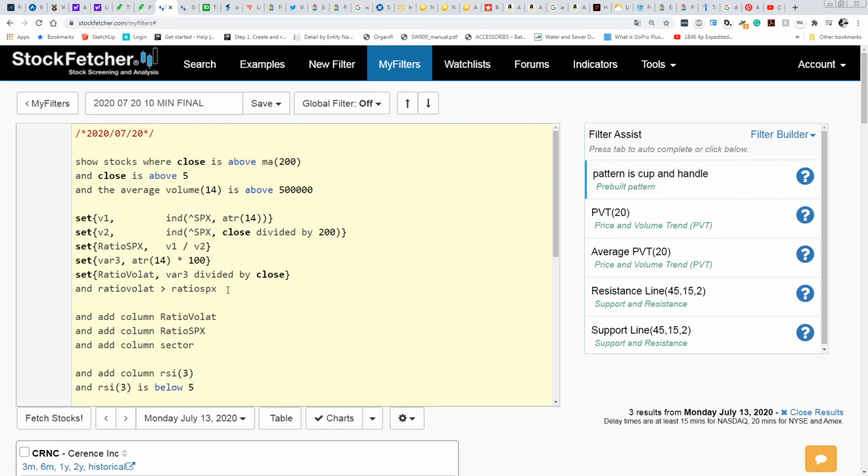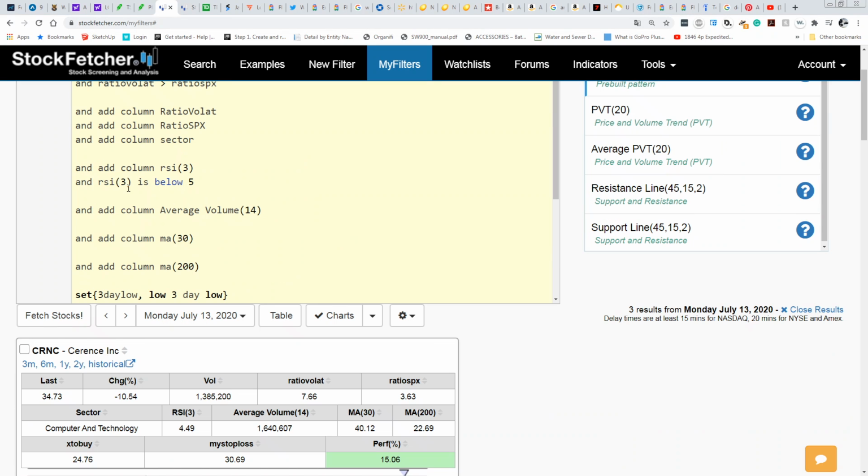RSI, okay, relative strength index on the last 3 days. It's a formula that tells you that the stock was overbought or oversold. So if it's below 5, it's really oversold. People got scared, panicky. It's a panic indicator. So I want the RSI to be really low. That means the people got really panicky on the last 3 days, and they were selling it.